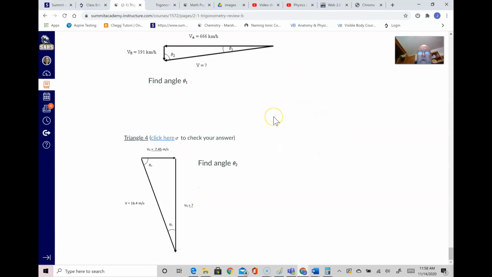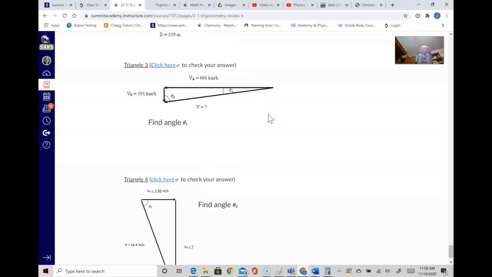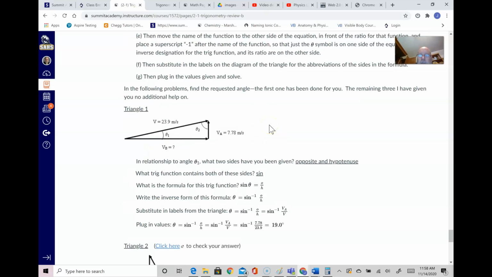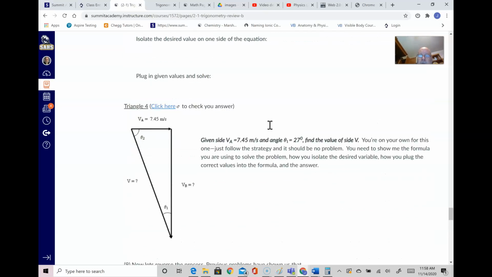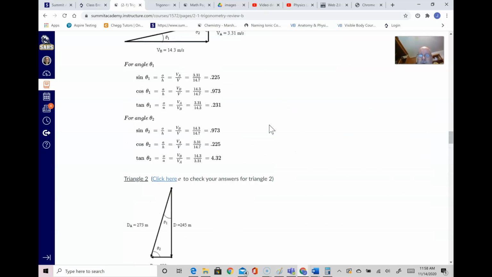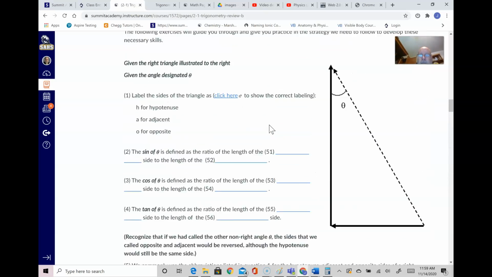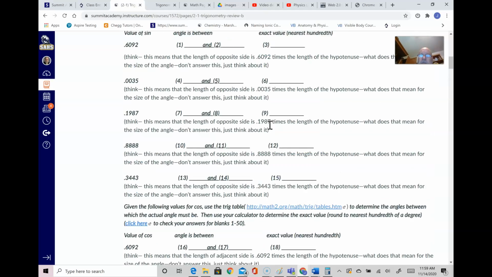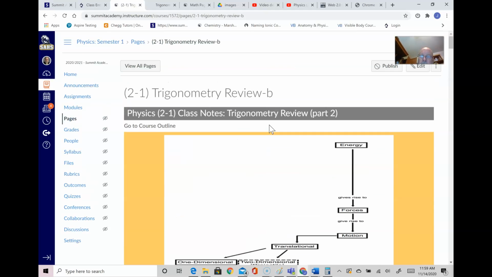I know this was a long assignment. Try to complete this as soon as you can and submit your worksheets to me, because we need to try and catch up with the rest of the class. But this should give you a really good basic introduction to how to use trig functions for solving physics problems. And we're going to be using these a lot.